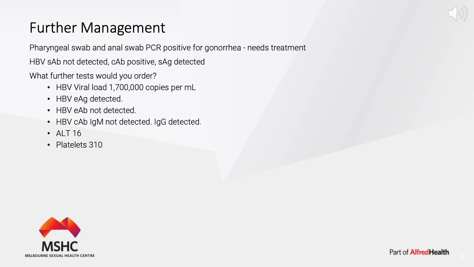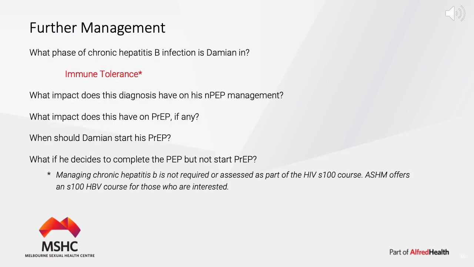His S antigen is detected, so we need to find out more about his hepatitis B viral load. He's got a very high viral load. He's E antigen detected, but not E antibody, so that means he's not immune. He's core IgG detected, so usually he's had the infection not in the last 3 months. His ALT is normal, so his liver function is normal, his platelets are fine. So basically, he's in the immune tolerance phase based on his liver function being normal.